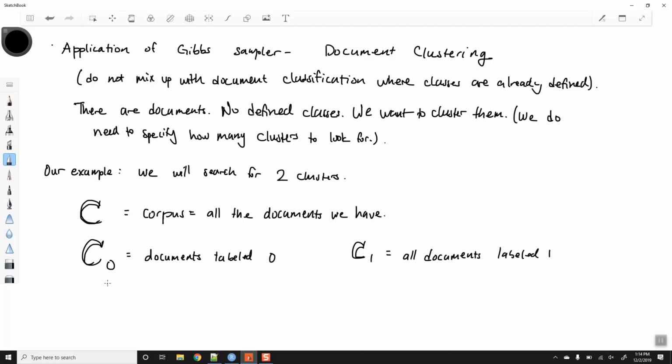Okay? And then just little c0 will be the count of documents in the corpus labeled 0, or basically the number of documents with label 0, and little c1 will be the number of documents labeled 1, right?